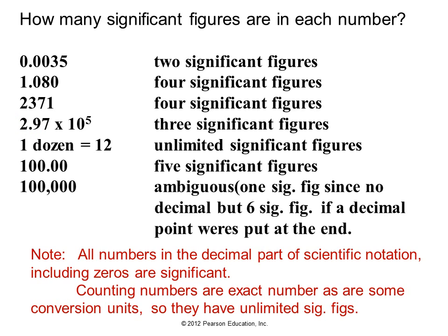This is scientific notation. In the decimal part of the scientific notation, all of the numbers, even zeros there, are significant. So this has 3 significant figures. This is a dozen, a counting number, so it's exact, and it has unlimited significant figures. This number has trailing zeros with a decimal point, therefore all of the zeros are significant, and the 1, giving us 5 significant figures. This number has trailing zeros, 5 of them, but no decimal point, so it's ambiguous. If there were a decimal point placed here, it would have 6 significant figures, but since there's no decimal point, perhaps it's only 1 significant figure.